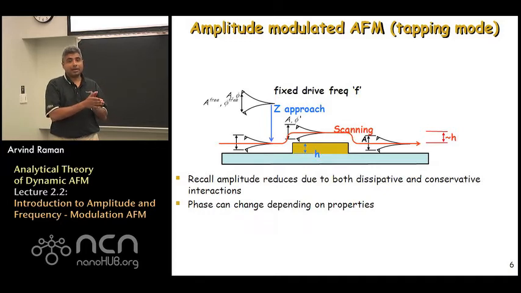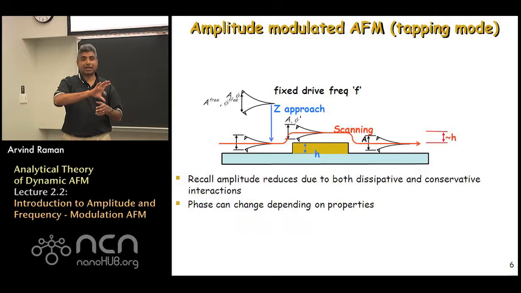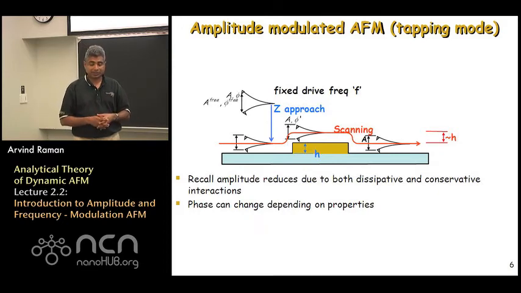Because remember, in amplitude modulated AFM, all we're doing is controlling the amplitude as we scan over the nanoscale objects. But we let the phase evolve depending on whatever tip-sample interaction forces might be encountered by the tip. So in this case, topography is rendered along the red curve, and phase would be a separate channel that will just tell us something about the material properties of the sample.